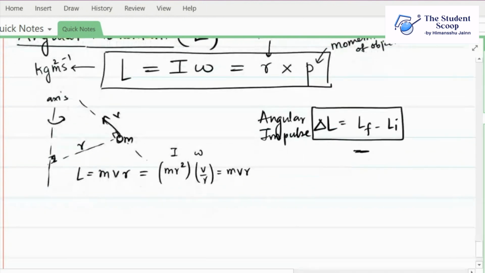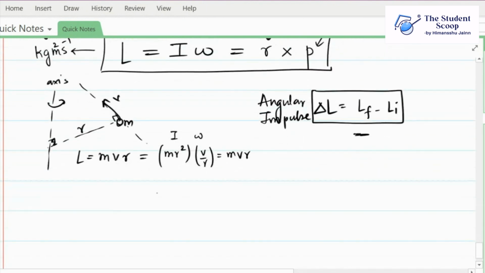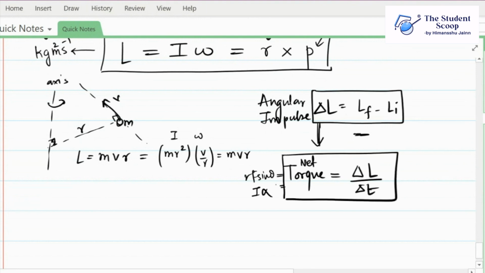Now, why do we calculate angular impulse? Because torque, which already has multiple formulas like r F sine theta, and I alpha, also has one important formula: change in angular momentum over time. This is the formula for the torque. Now, what is the implication of this formula?